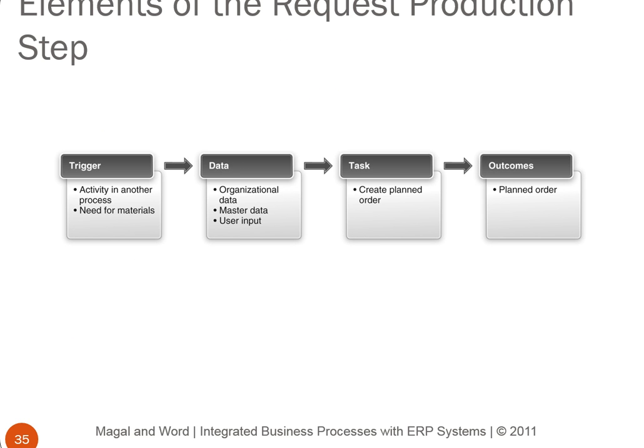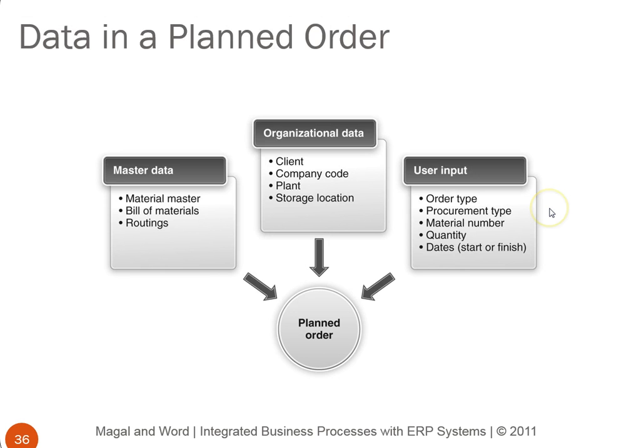And this is basically showing the steps. So the data in the plan order comes from master data, also at what level of the organization, and the inputs from the user.